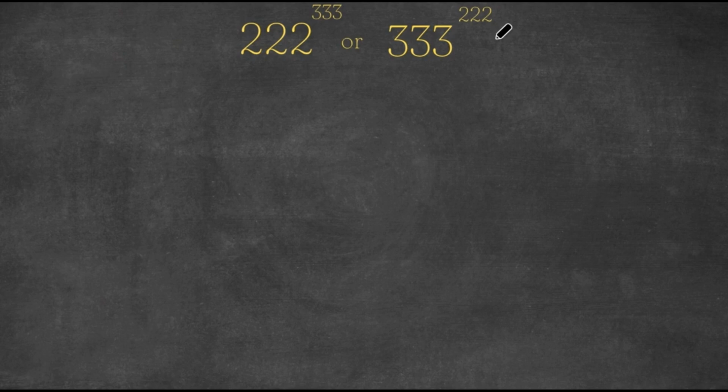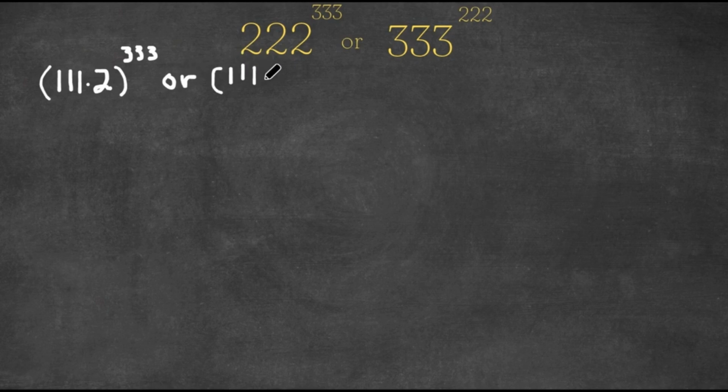So what I'm first going to do is rewrite 222 as 111 times 2. So this is going to be 111 times 2 to the power of 333. And I'm going to rewrite 333 as 111 times 3, and this is still to the power of 222.